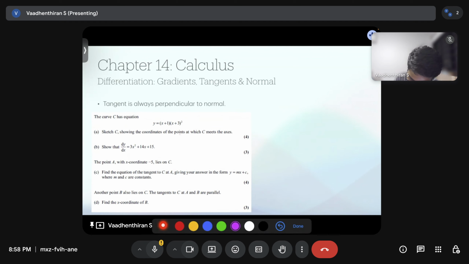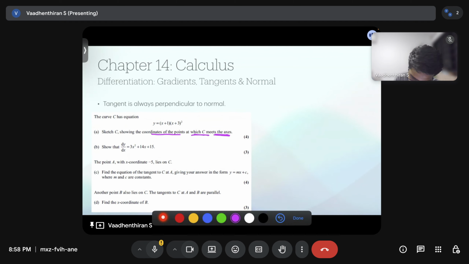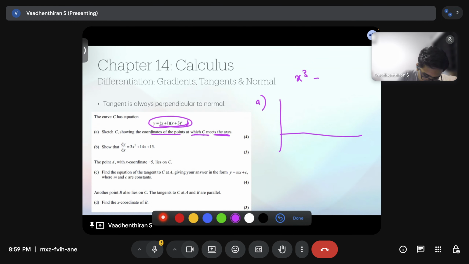So part A, to sketch the graph, showing the points at which C meets the axis. As you can see, this is a cubic graph, and you know the points on the x-axis because it's already mentioned. So when you draw this graph, I'm just writing part A. Since x cubed is positive, the shape would look something like this. This is the shape of the graph.